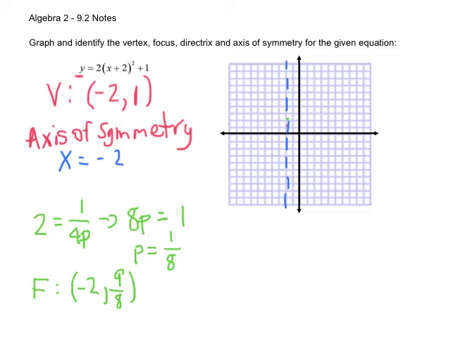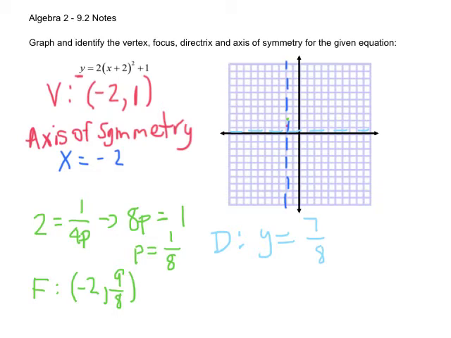Well, what about my directrix? Not a problem at all. We just go the opposite direction for the directrix, and my directrix is going to be a horizontal line. So I go 1/8 down, and I get this horizontal line right here. Here's my directrix. And so what equation is that going to be? Well, my directrix is the equation y equals, and now I'm not at negative 2, 1 anymore. I've come down 1/8, and it's a horizontal line. So my equation is y equals 7/8. And then I can graph my parabola around that.